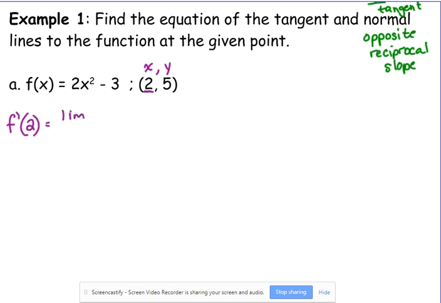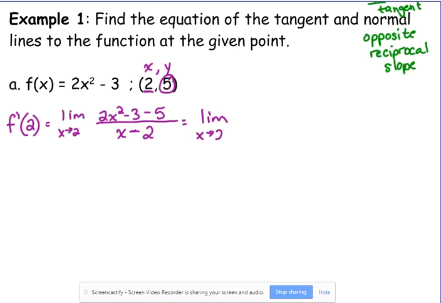So that's the limit as x approaches 2 of f of x minus f of a. Guess what? There's f of a, 5. Think about it for a minute. Over x minus a, x minus 2. Now, we can't plug in 2 right here. If we plug in 2, we're going to get 0 over 0. So let's see if we can simplify a little bit.